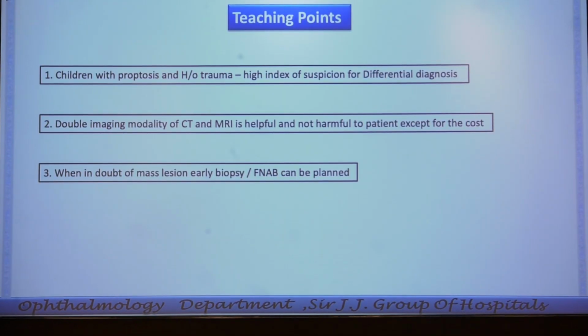And of course, in children with proptosis, you always keep a high index of suspicion. Don't think that since CT has been done, why should I do MRI? Don't keep all this in mind. If you are not sure about the diagnosis, extra imaging can be done. And when in doubt, whatever lesion has been taken out, especially from the orbit, has to be sent for biopsy, even if you are very sure about the clinical diagnosis.